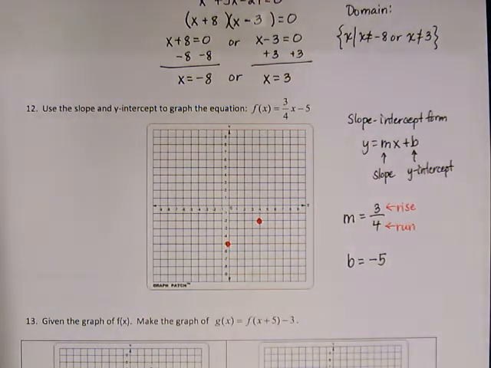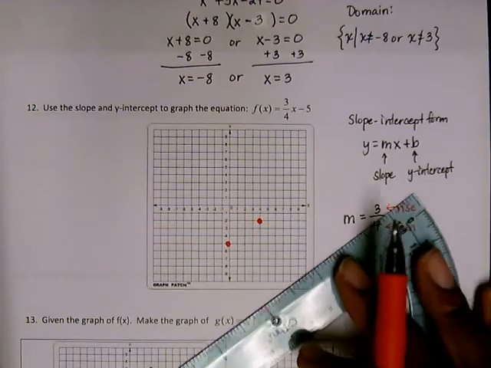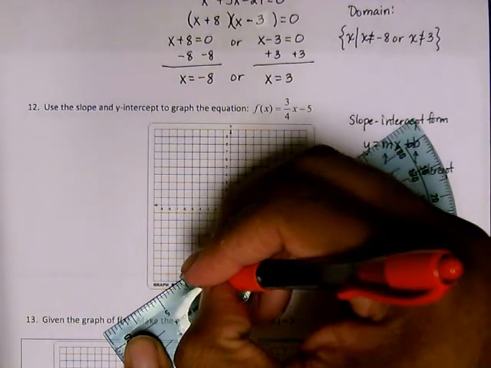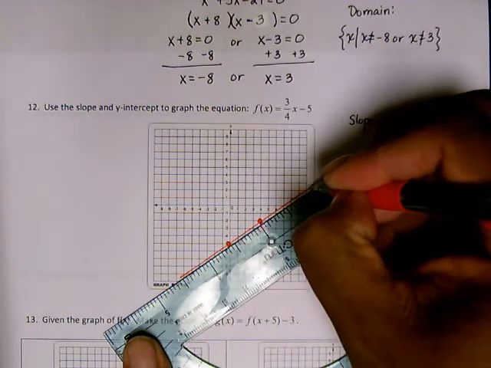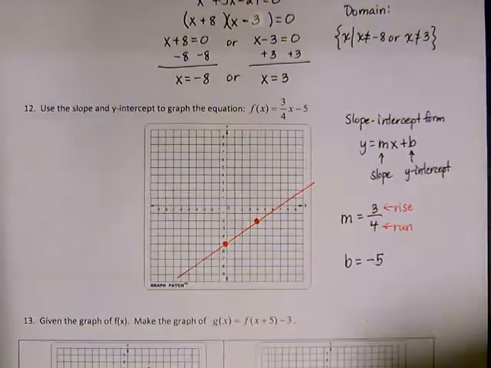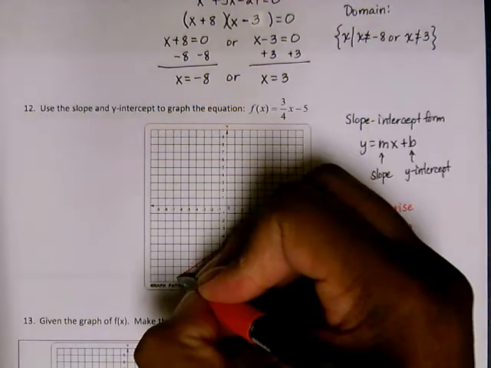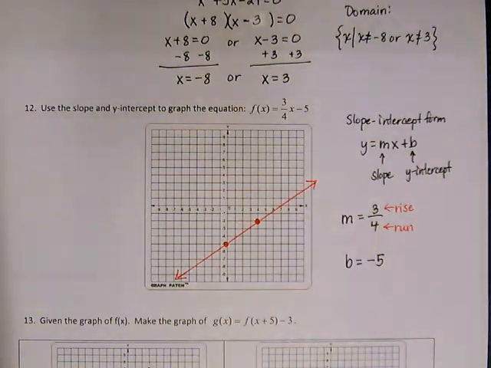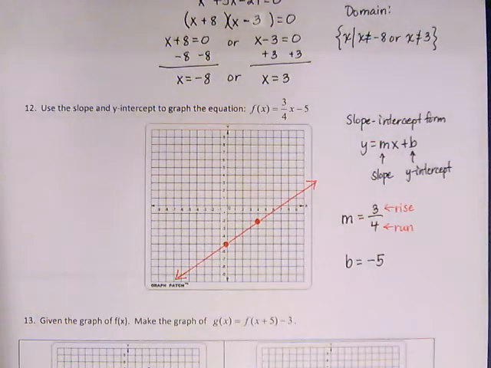Now, I'm going to connect those 2 points on the graph, like this. Now I'm going to go ahead and draw the line that passes through those 2 points. And that line represents the graph of the linear function f of x equals 3/4 x minus 5.